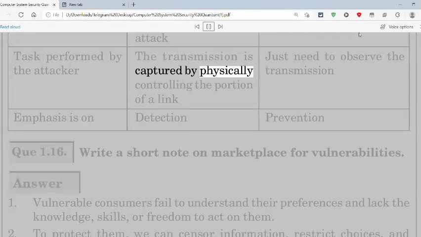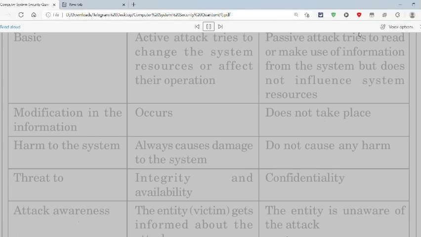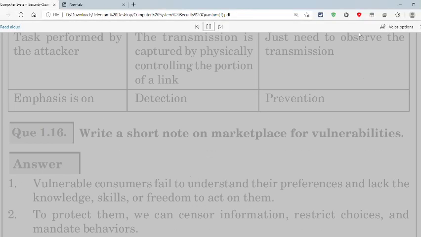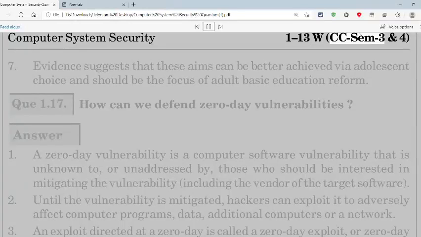The transmission is captured by physically controlling the portion of a link, detection. Passive attack tries to read or make use of information from the system, but does not influence system resources. Does not take place. Do not cause any harm. Confidentiality. The entity is unaware of the attack. Just need to observe the transmission. Prevention.